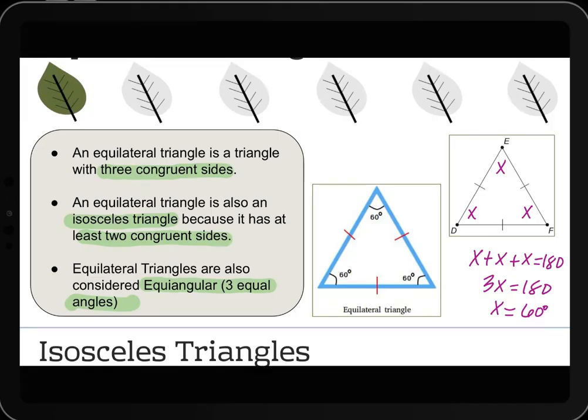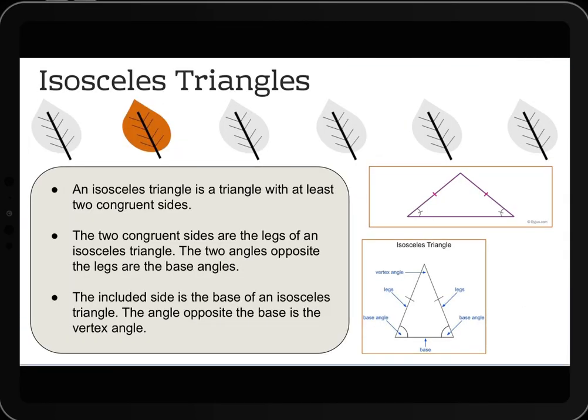Okay. Now we have the isosceles triangles. An isosceles triangle is a triangle with at least two congruent sides. The reason we're saying at least two congruent sides is you can classify an equilateral as an isosceles as well, but it does have a minimum of two congruent sides. And those sides are often referred to as the legs for good reason.